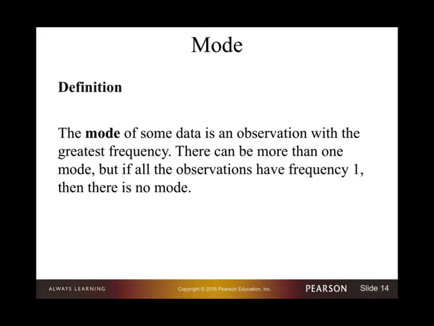Okay, next one, the mode. The mode of some data is the data with the greatest frequency. There can be more than one mode, but if all the observations have a frequency of 1, then there is no mode. So the mode means you just want to find the data with the greatest frequency. Okay, but some data sets can have no mode.